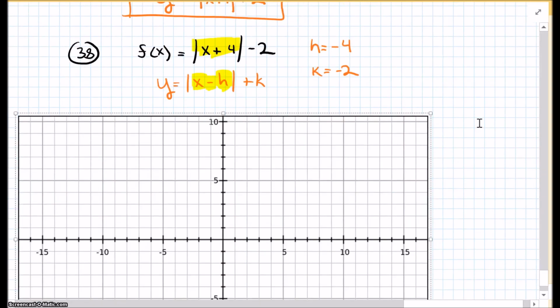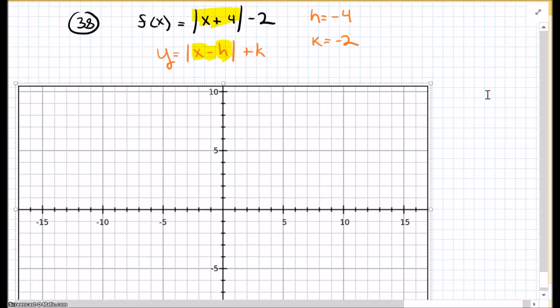My h value is negative 4, my k is negative 2, so let's move negative 4, left 4: 1, 2, 3, 4, and down 2. So there's my vertex of negative 4, negative 2. This thing has a slope of 1 and negative 1 going through it. So there's my slope of 1. There's my slope of negative 1.